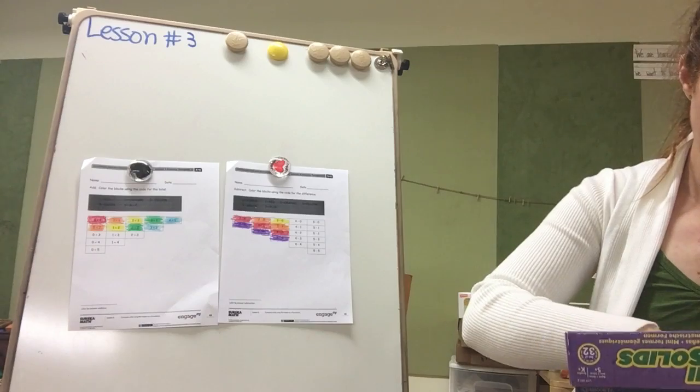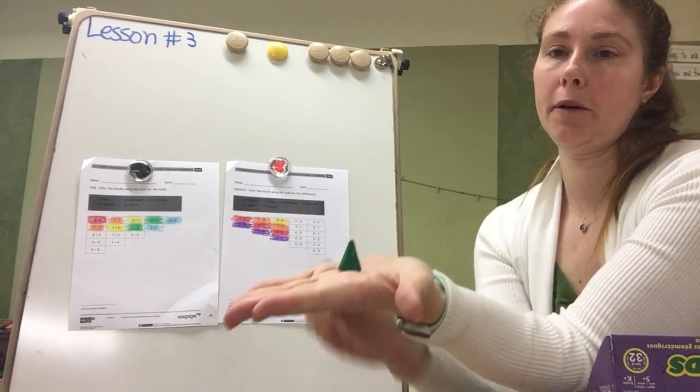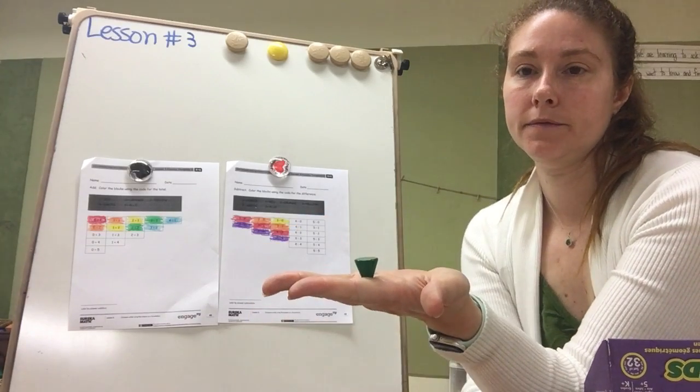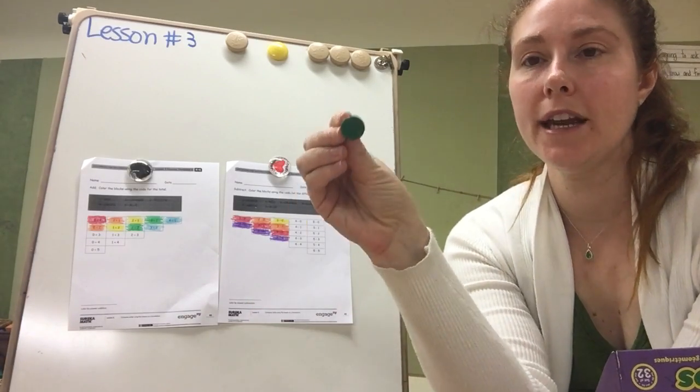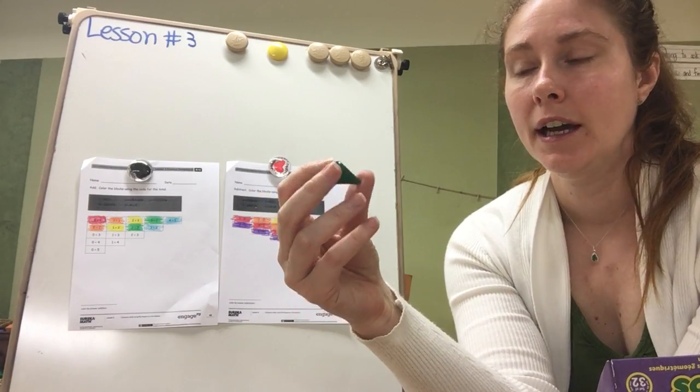So for example, I'll pull this one out. It's a shape we're pretty familiar with. You can turn it this way. You can turn it this way. Who remembers the name of this shape? Yeah, awesome. It's a cone.